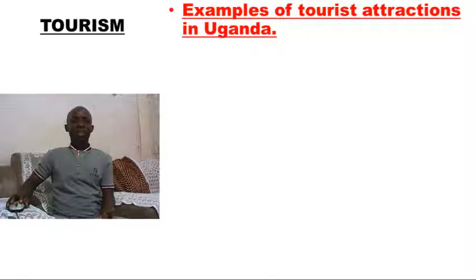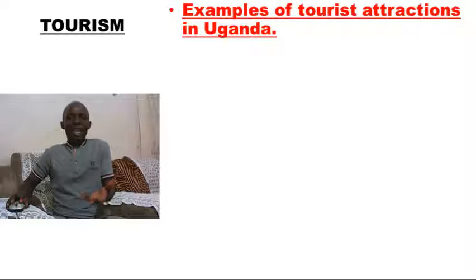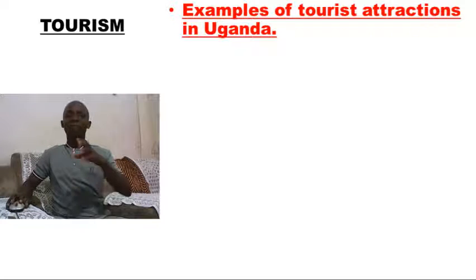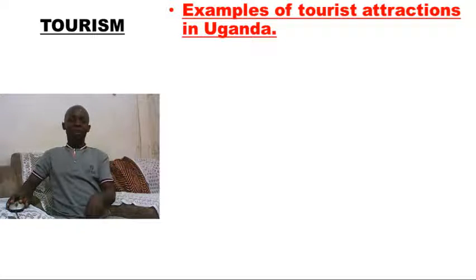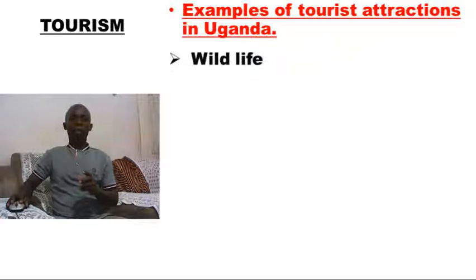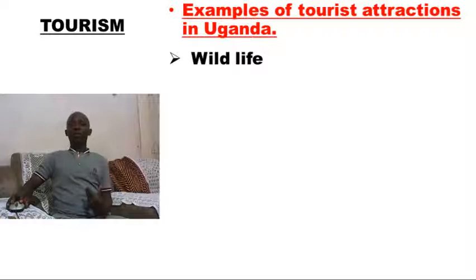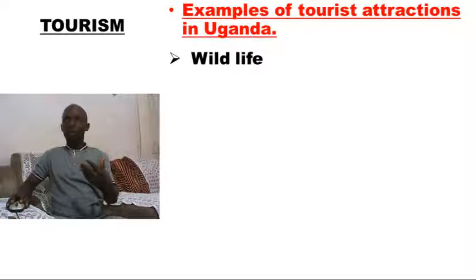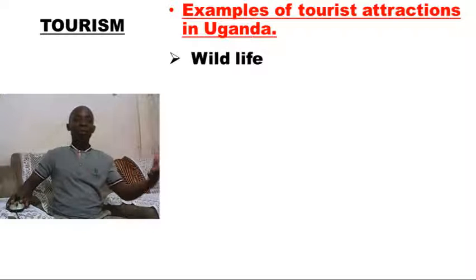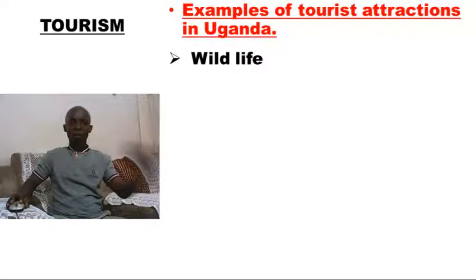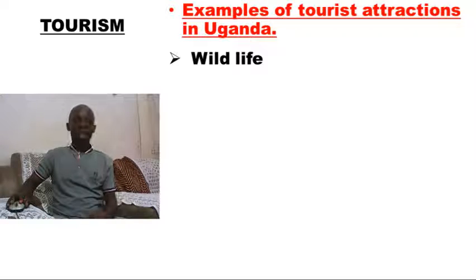Let's look at the next. What are the examples of tourist attractions in Uganda? What are those things that attract tourists to come to Uganda? Let's look at some of them. Children, you could be knowing some of them. One of them is called wildlife. Wildlife attracts tourists to come to Uganda. We looked at it in the previous lesson. That involves the animals, the birds, insects, and plants that live on their own. People come to see and enjoy.